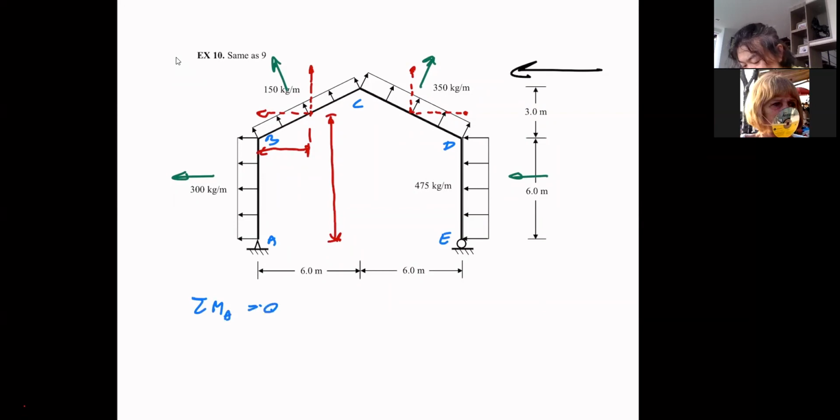Okay. So now we have this first uniform load, which is 0.3 multiplied by 6. That's 6 meters there. Square over 2. Okay. Now let's go to the second component now. We need a little bit of our trigonometry magic. So let's take a look at this triangle. Okay, that's 3, that's 6, so that's 3 square root 5.